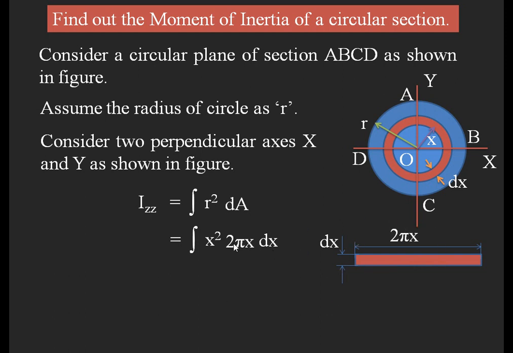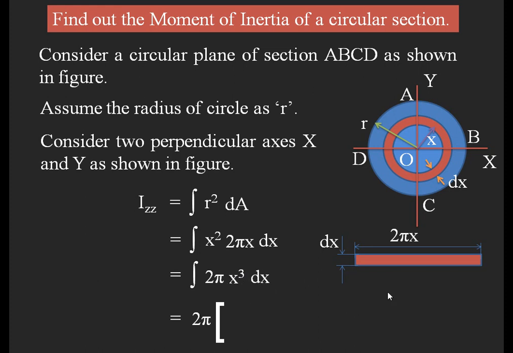So automatically, as it is, we can write the area of the elemental strip as 2 pi x into dx. Okay, so now modifying this equation, we will get integration 2 pi x cube into dx. Okay, this we can write as Iz. And next, again we can write the equation by integrating this x cube with respect to dx, what will be the formula?